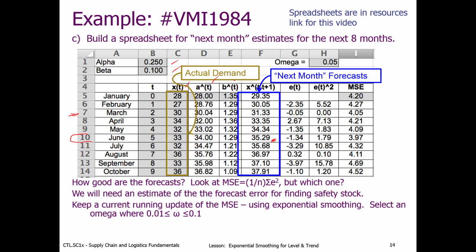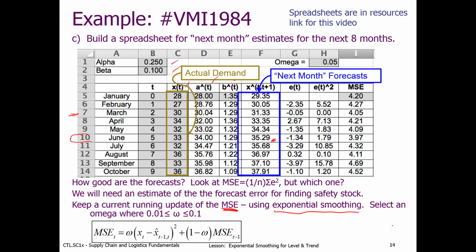So let me show you what this means. We're going to keep a current running update of the mean square error, and that's what's shown in column I, and I'll explain that in a second. And we're using exponential smoothing because it's our friend. Okay, we're going to select an omega, and that's my smoothing term. And omega is between 0 and 1. Again, we're just going to do a linear combination of two values.